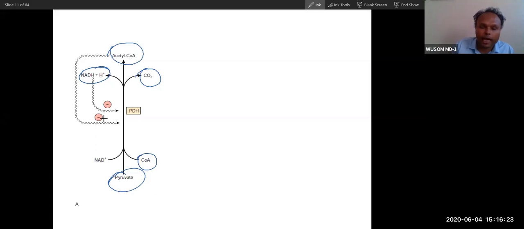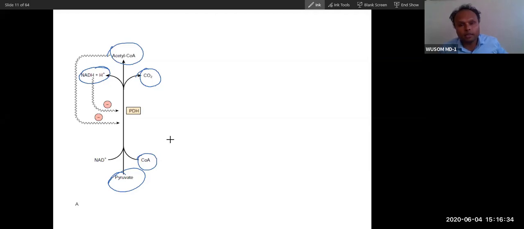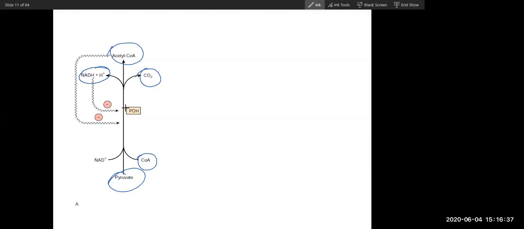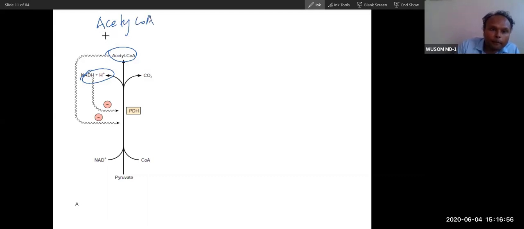This is which type of reaction? Feedback inhibition. Yeah, this is a feedback inhibition. So you have already understood these two molecules here, acetyl coenzyme A and NADH. They are what? Inhibitors. Let me write here: acetyl coenzyme A and NADH. These two molecules are inhibitors here.